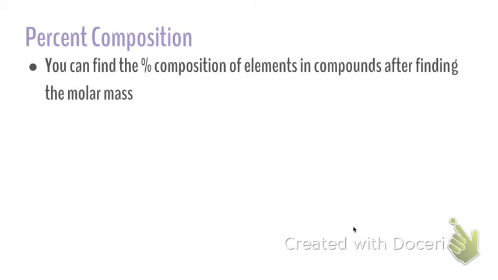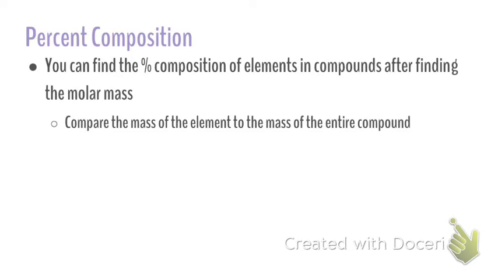All right, now if we start to talk about something called percent composition, what does that mean? How much of each element? There we go. We're finding the percent of each element within a compound. So after we find the molar mass of a compound, we can break down that molecule into its percent composition. What is it composed of? All we do is compare the mass of the element within the compound to the mass of the whole thing. So you're taking the part over the whole.